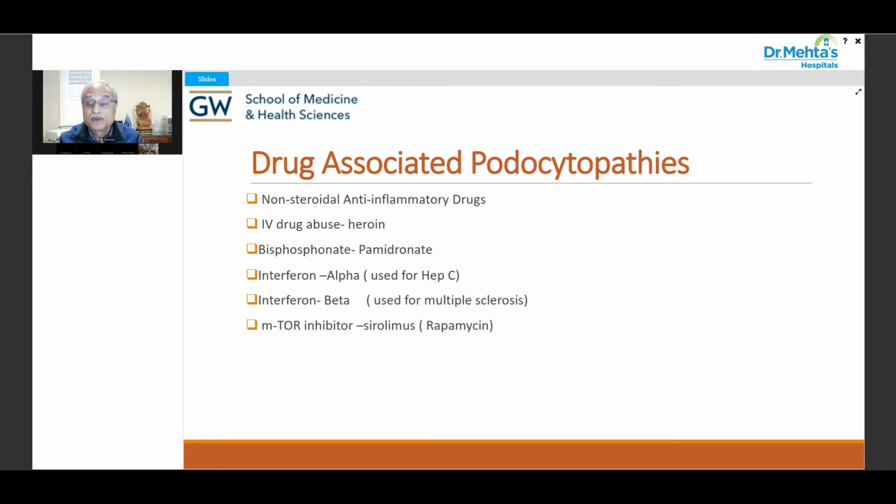Many drugs are associated with podocyte injury. Of these, non-steroidal anti-inflammatories are the prominent ones. Drug abuse, heroin particularly, was very well related. Bisphosphonates, pamidronate, is very well known to cause podocyte injury. And among drugs that we use, rapamycin is really important. Hepatologists and neurologists use interferon for multiple sclerosis and hep C. Those are also somewhat injurious to podocytes and can cause direct toxicity of the podocyte and result in injury.